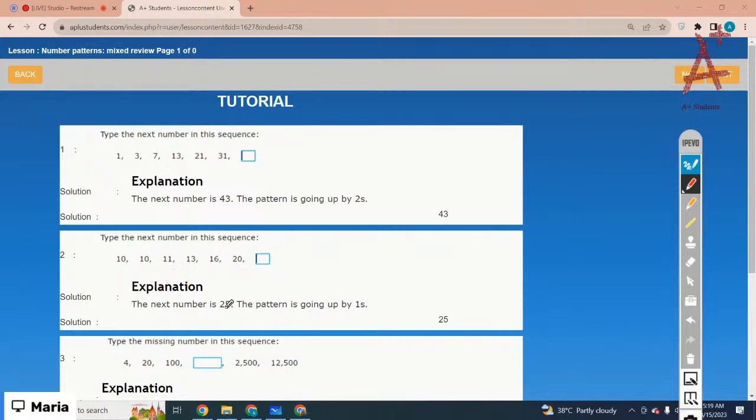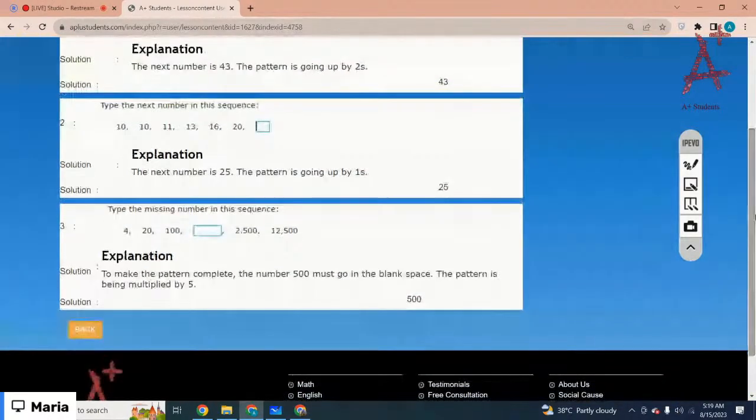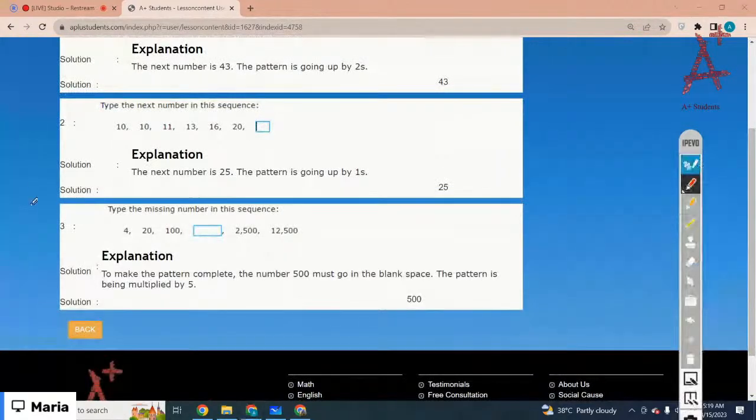Okay, the next one is 4, 20, 100. 4 times 5 is 20, 20 times 5 is 100, 100 times 5 is 500, 500 times 5 is 2500. That means the pattern is being multiplied by 5. Basically, you have to identify the pattern and the missing number as well, right? You cannot find the missing number without finding the pattern.